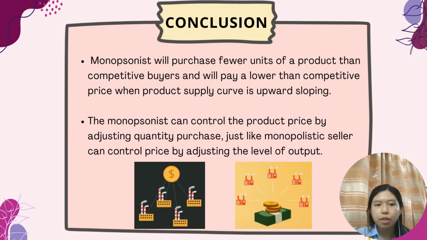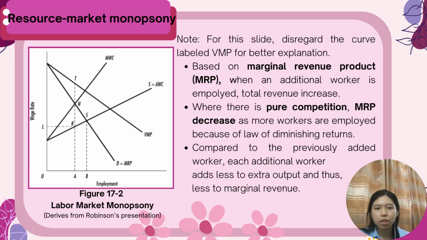Based on the explanation, we can see that monopsonists will purchase fewer units of product than competitive buyers and will pay a lower than competitive price when the product supply curve is upward sloping. Monopsonists can control the product price by adjusting the quantity of their purchase, just like monopoly sellers can control the price by adjusting the level of output. Moving on, we are going to look at the resource market monopsony.